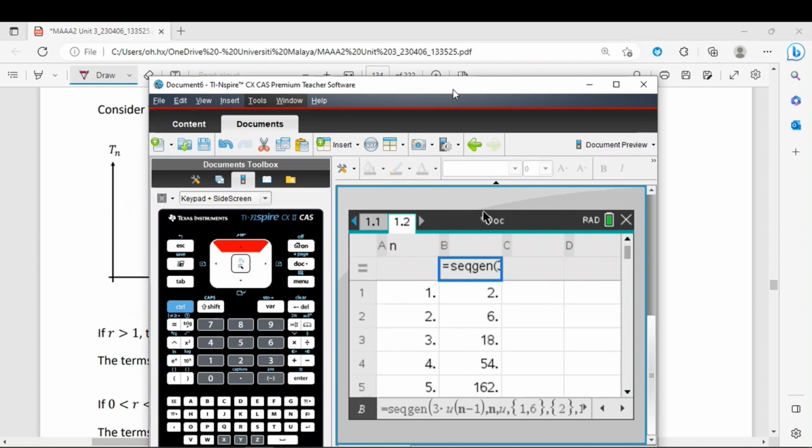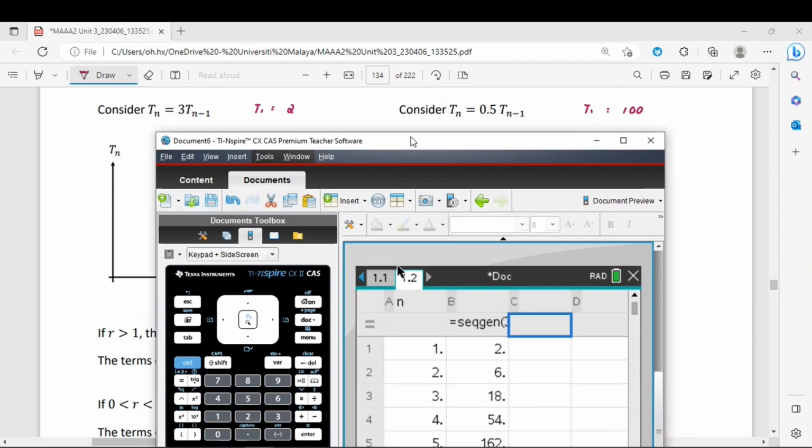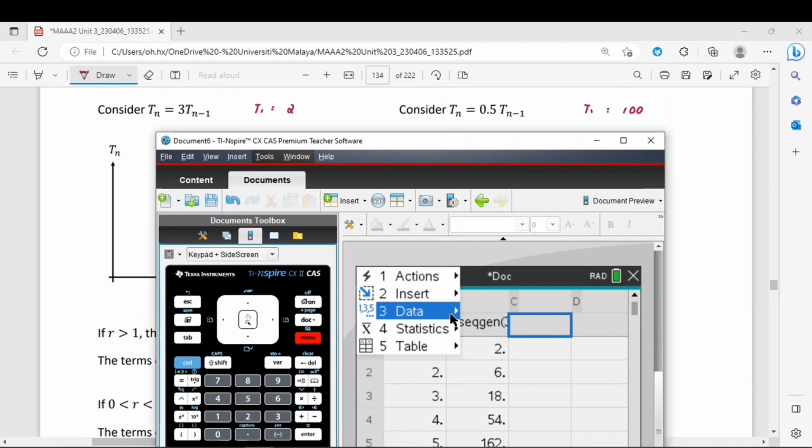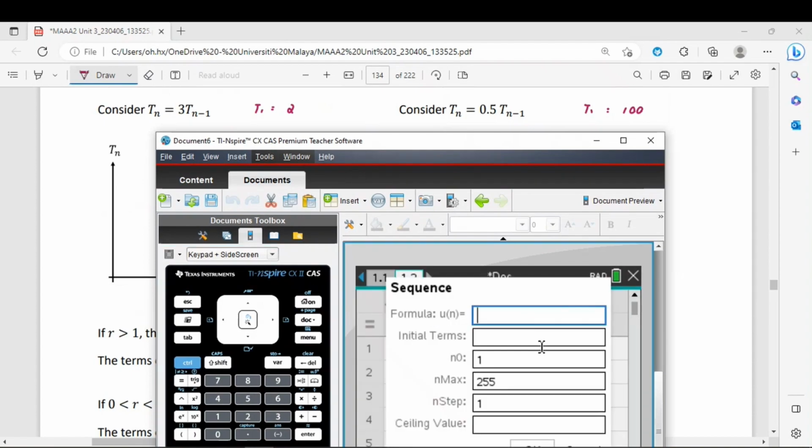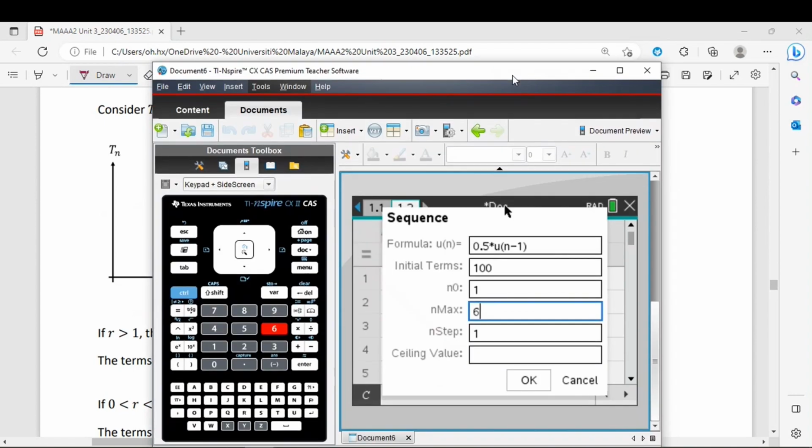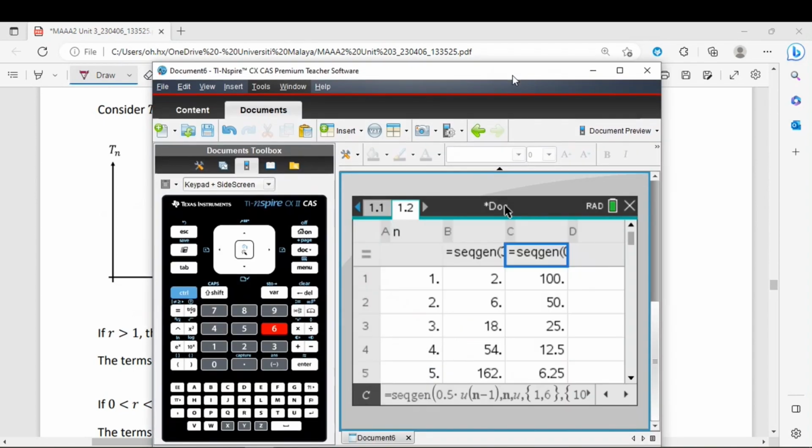Now let's generate the other one first, then we plot the graph together. The second one is 0.5 multiplied by T(n-1). Same thing: menu, data, generate sequence, 0.5 multiplied by u(n-1). The initial term is 100. Let's generate only 6 terms again. Then press OK. Now we have already gotten our sequences here.